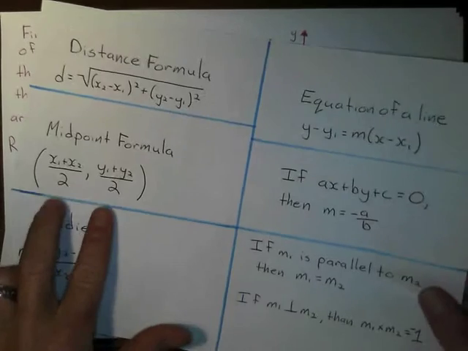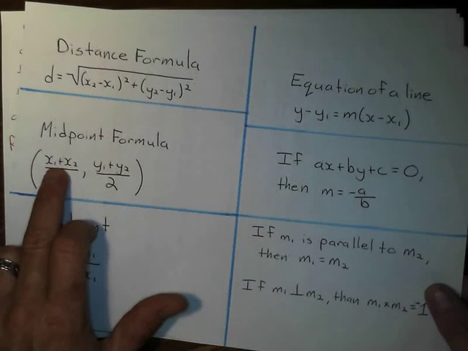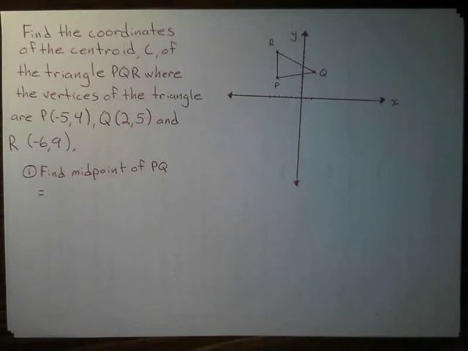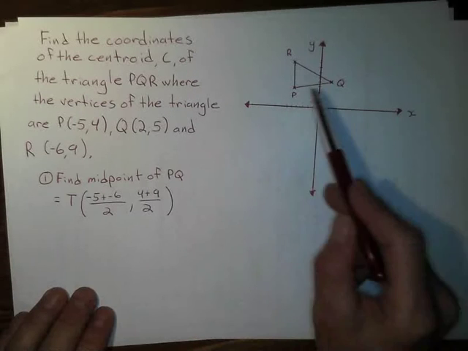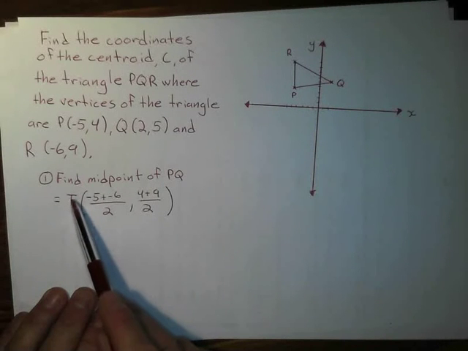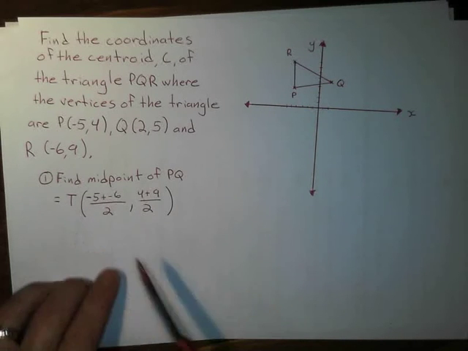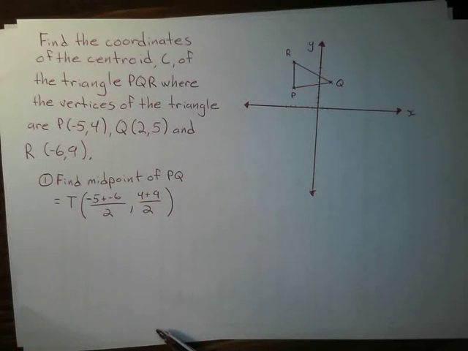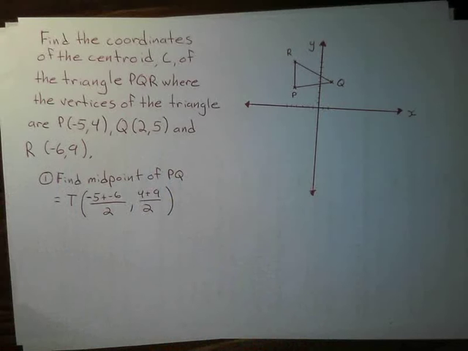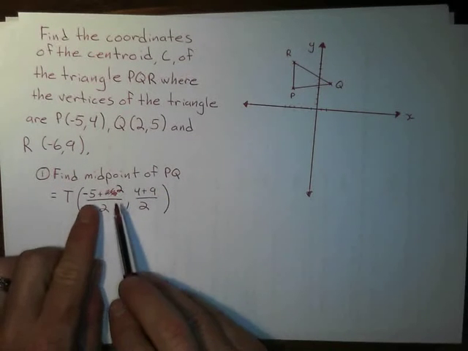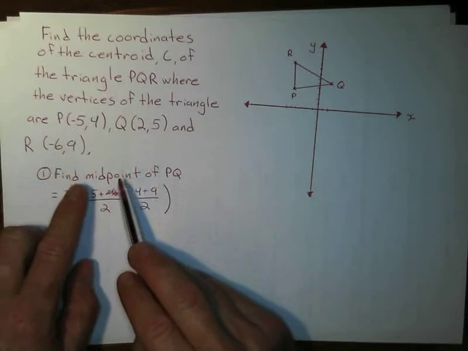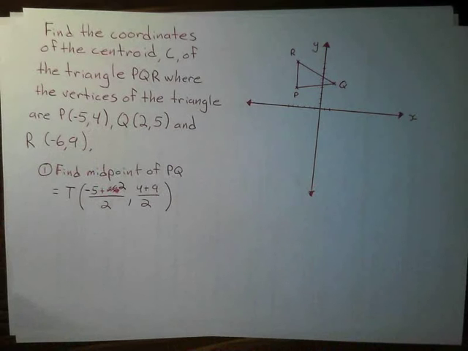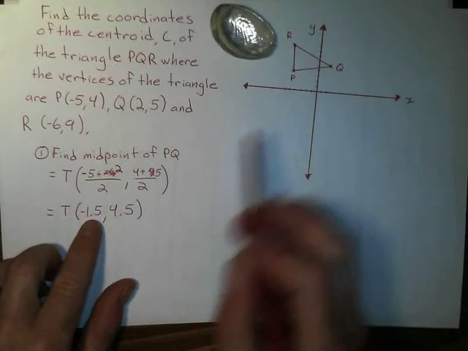Midpoint of PQ, I'm going to give it a letter for a point, and I'll call it T. You can call it anything you want. Here are the two x-coordinates for P and Q, and here are the two y-coordinates for P and Q. The midpoint of PQ, which I'll call T, gives me these coordinates right here. So after many mistakes, that's my midpoint.